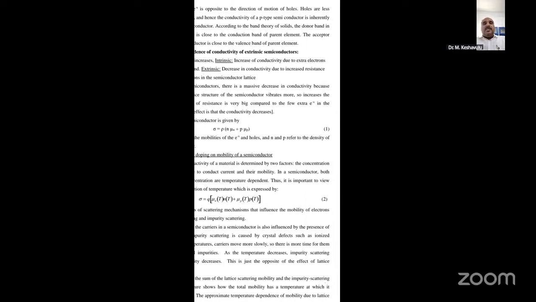So between the molecules, some collisions take place. Due to the collisions, the velocity of the ions will decrease. Therefore, the conductivity decreases. With increasing temperature, the increase in conductivity is due to extra electrons jumping into the conduction band. In the case of intrinsic semiconductors, only pure material is there.